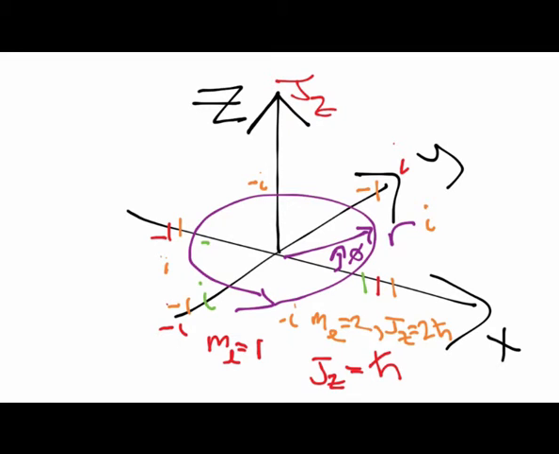Another possibility is we're going in the other direction. In green, we go from 1 to i to -1 to -i, but we're going the other way around. So the J vector is pointed downward, and that's an m sub L in green of -1, and the angular momentum Jz is equal to -h bar.